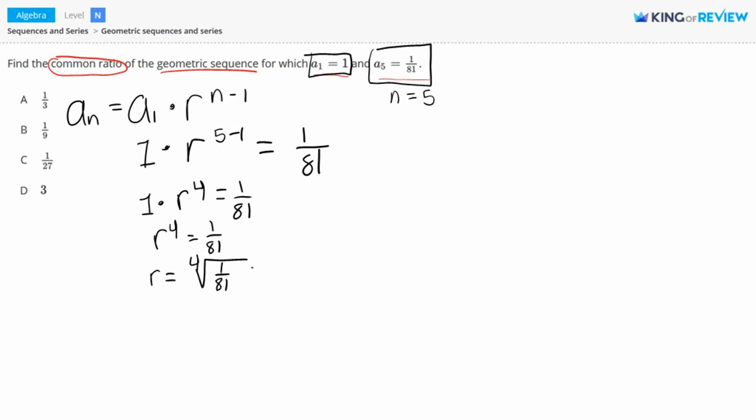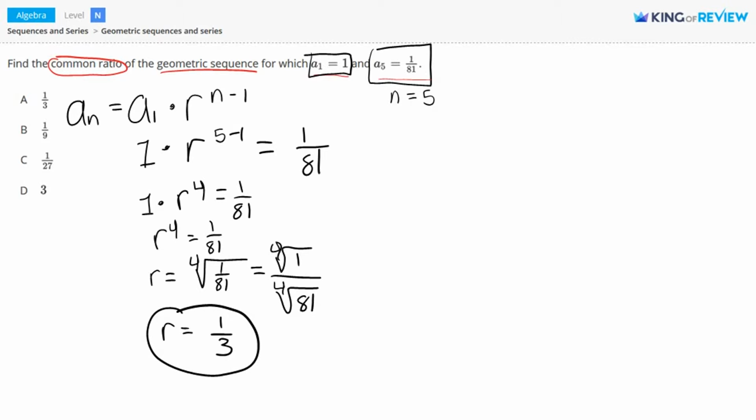And this can be simplified as the 4th root of 1 over the 4th root of 81. This equals 1 over 3. So we've found that the common ratio is 1/3. Letter A is correct. Now let's double check that we find this to be true.